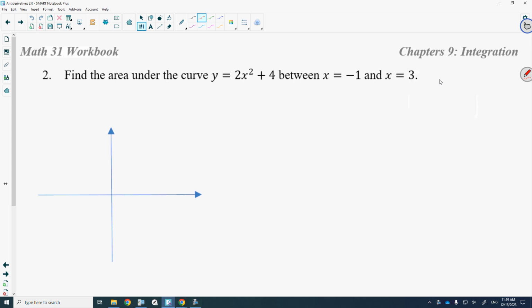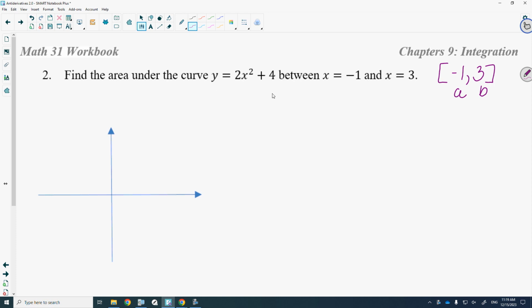Okay, let's look at this first question. Find the area under the curve y is equal to x squared plus 4 between x is equal to 1 and x is equal to 3. So that is giving us our bounds. So we're going to be from -1 to 3. So that's going to be our lower limit of integration and our upper limit of integration.